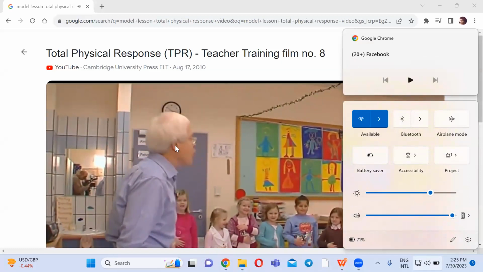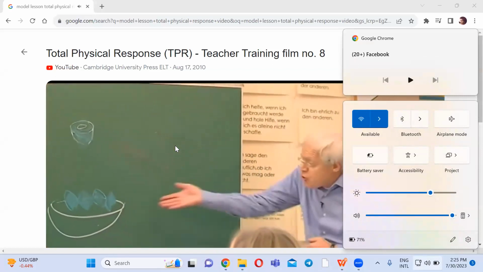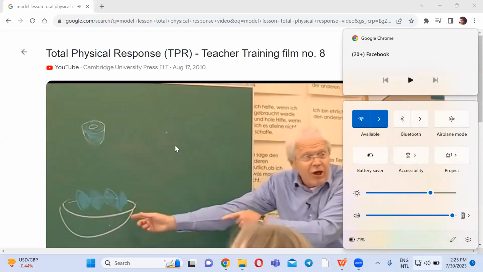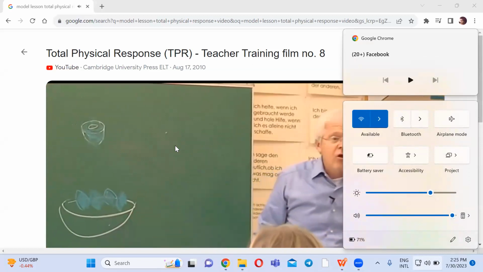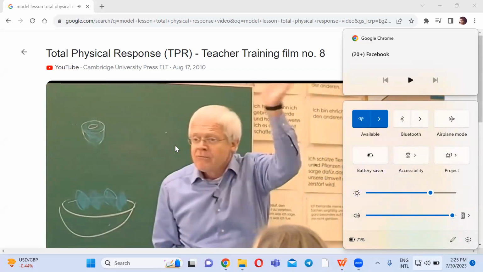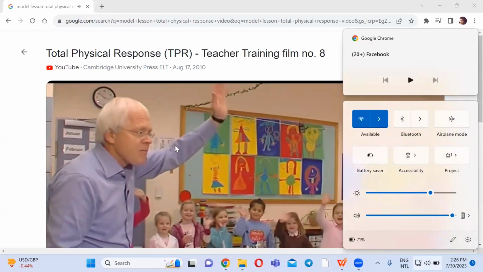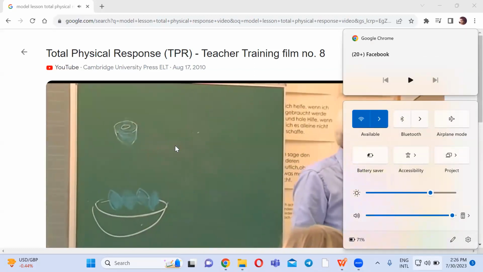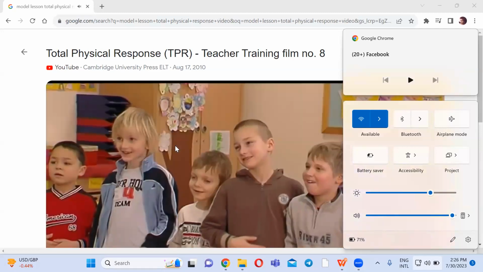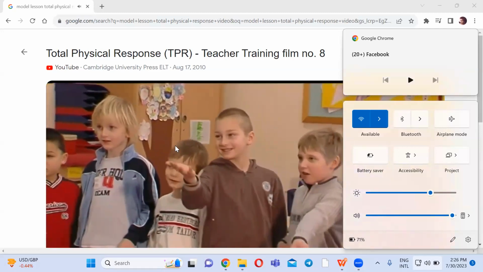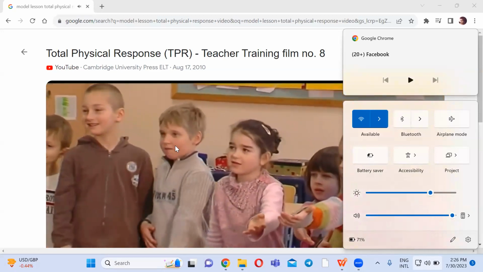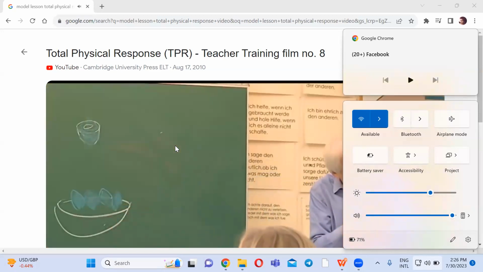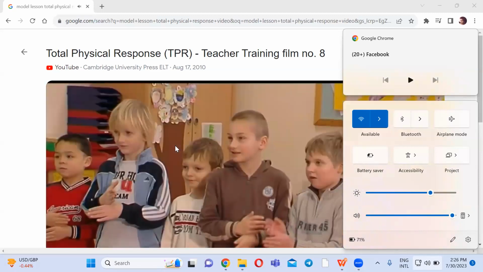A TPR sequence is demonstrated. The children listen and do the movements accordingly. The sentences are repeated several times. In the beginning, it's important to maintain the order. The children learn to understand the meaning of the sentences with the help of mimes, gestures, and drawings on the board. Doing the movements themselves is an important memory aid.